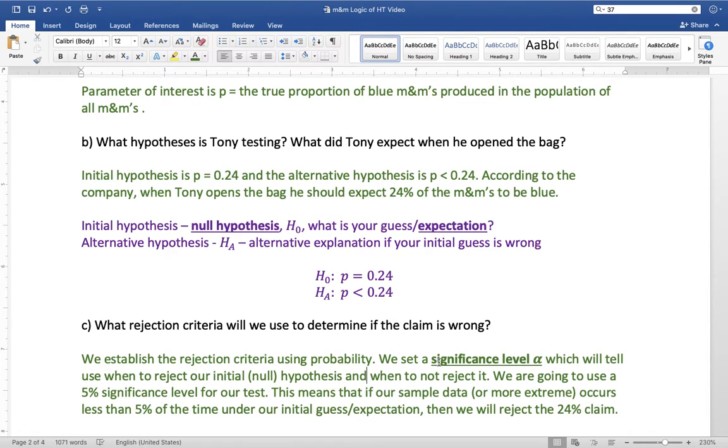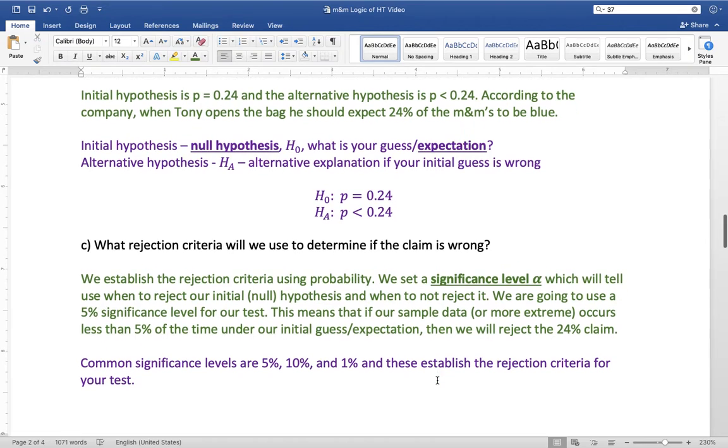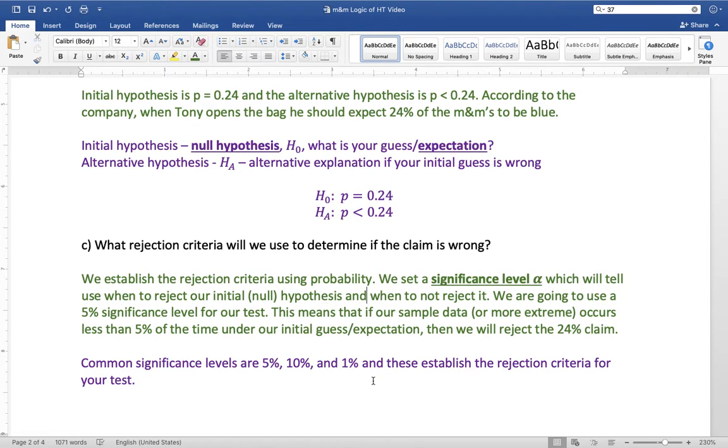But we call this the significance level. Common significance levels are 5%, 10%, and 1%, and they establish the rejection criteria for your test. So really all this comes down to is we're going to find a probability and compare it. Is the probability less than our 5%, greater than our 5%, and make a decision.